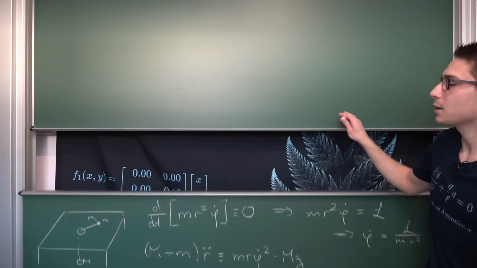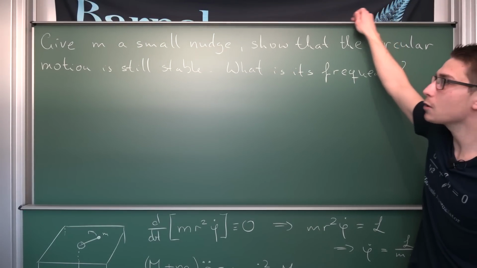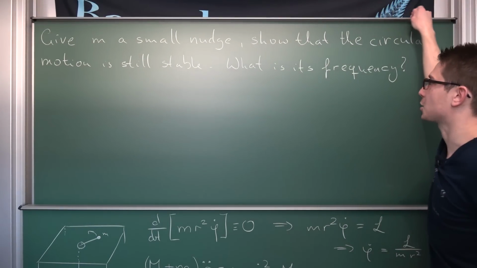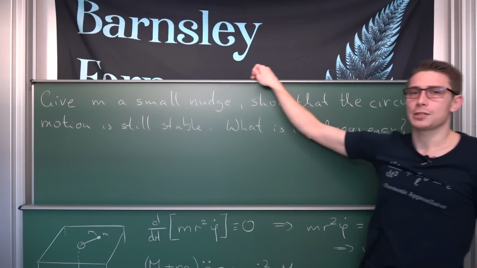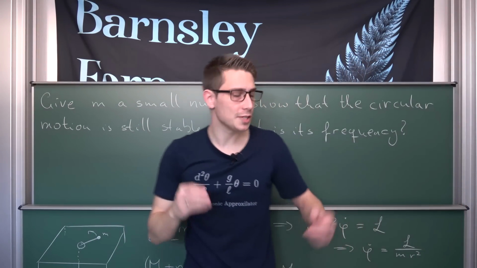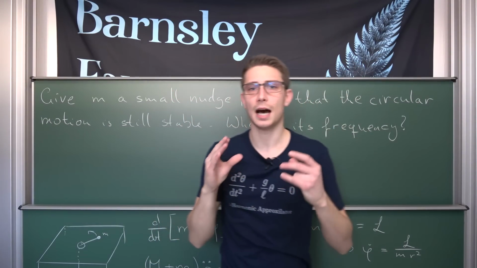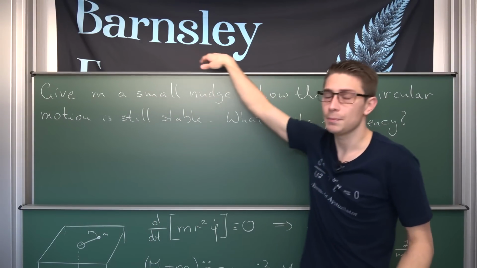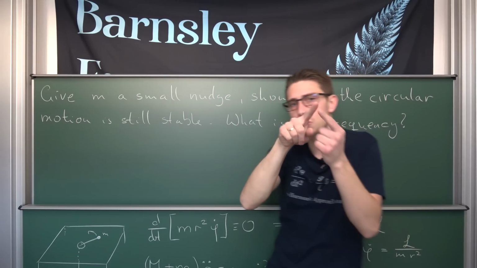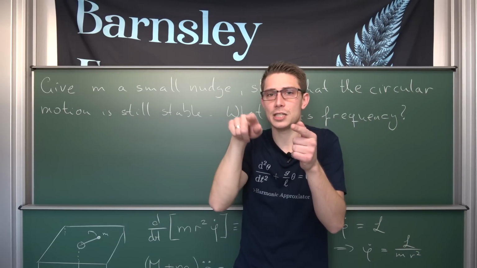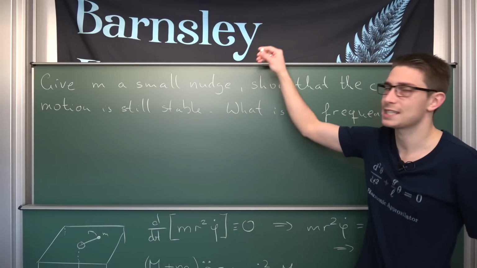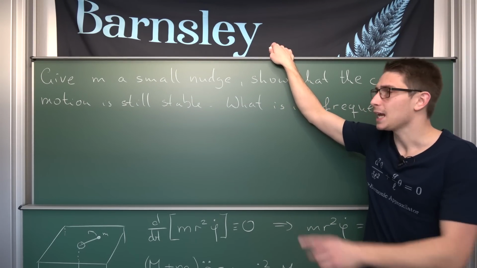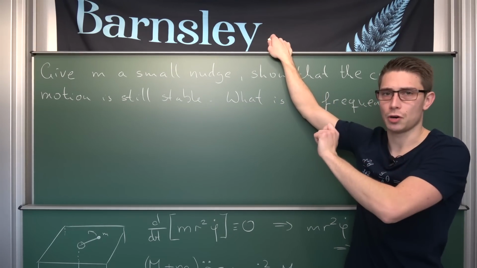And now we are going to take a look at the second part. We are going to give m a very small nudge and show that the circular motion is still stable. When you have a circular motion which is still stable, what physicists are striving for is a harmonic oscillator, basically, because a harmonic oscillator takes a look at very small oscillations of a system, and harmonic oscillators are by definition always stable, which is a cool thing.